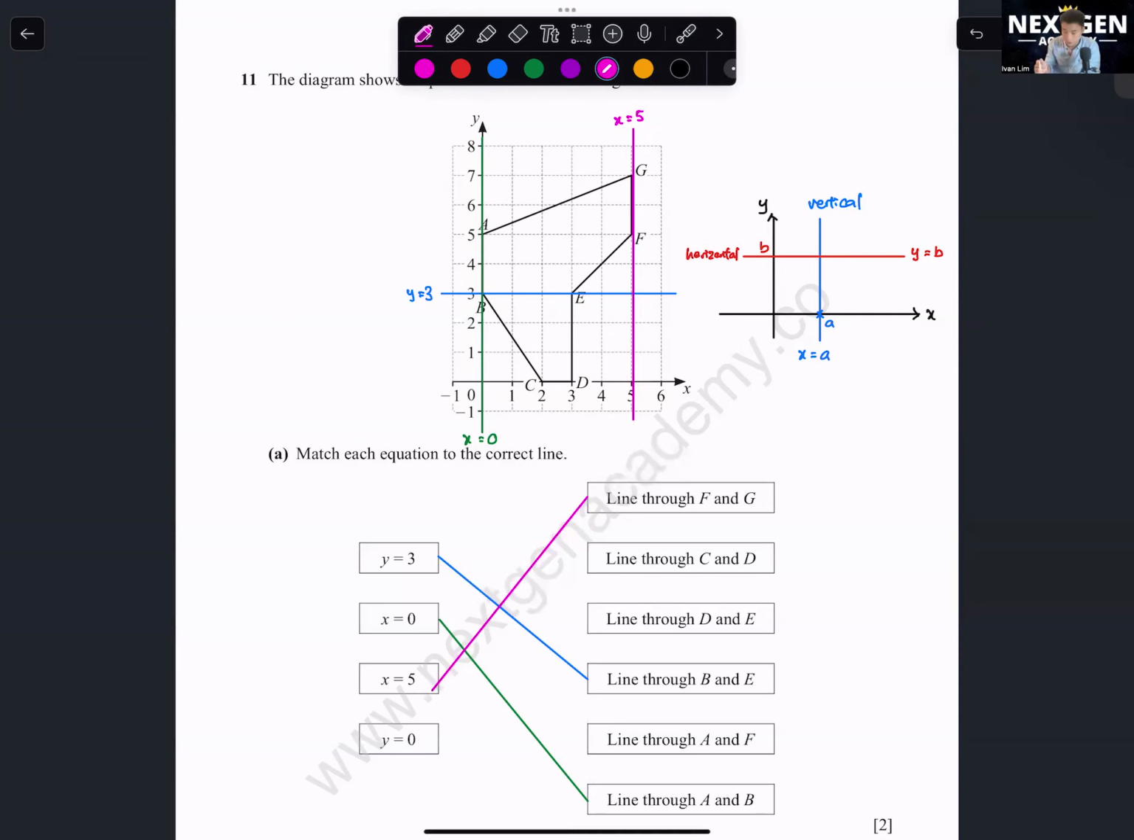Okay, then the last one. Y equals to 0. Y equals to 0 means this is the x-axis here. Okay, let me use this dot. Y equals 0, this is your horizontal line. It passes through C and D. Okay, like this. C and D.